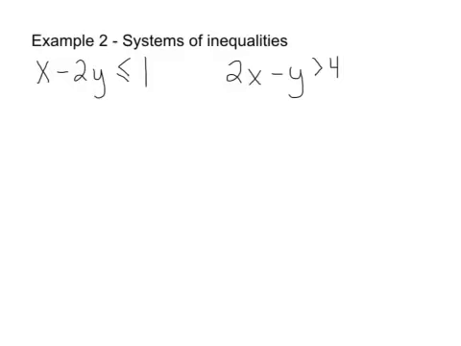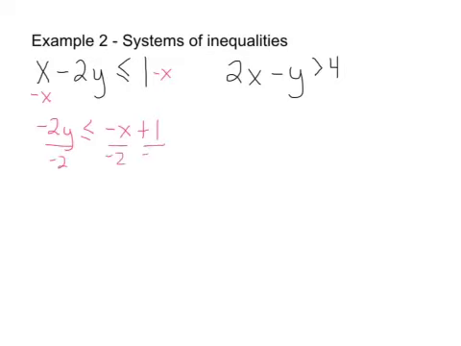All right, example 2 of system of inequalities. Now on these two equations, I've just got to get y by itself. Why? Because I need to graph it, don't I? So I'm going to subtract x on both sides. And so I have negative 2y is less than or equal to negative x plus 1. And then I'll divide by negative 2 on everything.